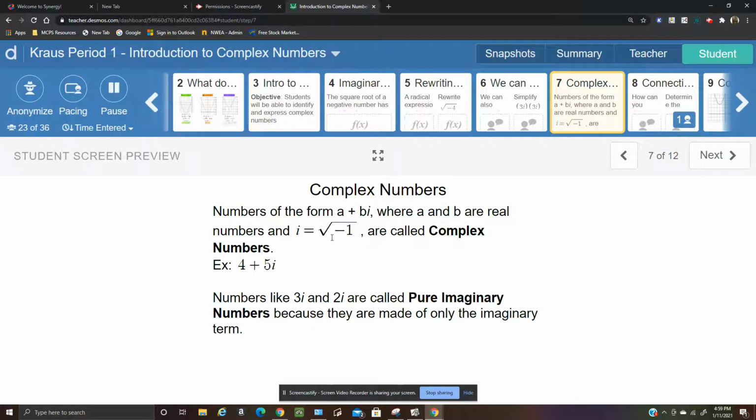Complex numbers of the form a plus bi, where a and b are real numbers, and i is equal to the square root of negative 1, are called complex numbers. 4 plus 5i is an example. Numbers like 3i and 2i are pure imaginary numbers because they're made up of only an imaginary term.